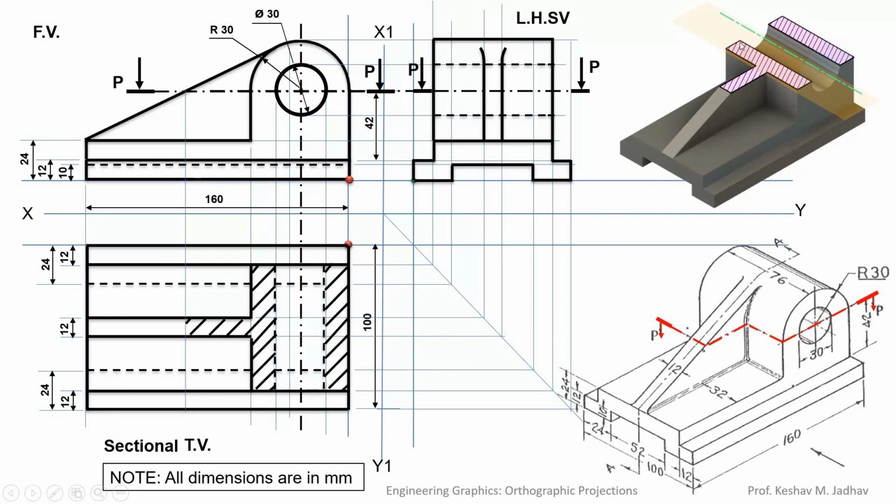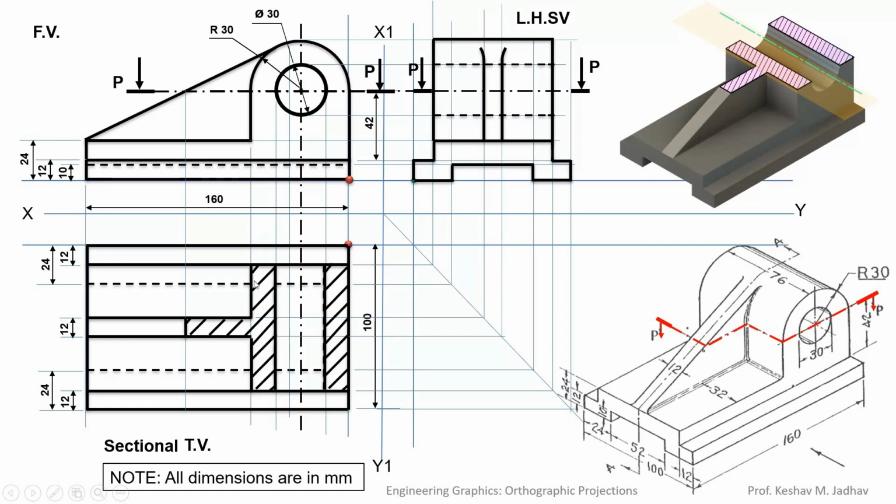So this edge will be visible now. Previously, because of the hidden hole, we have shown a dashed line for the inner circular hole. But now we have cut this object. So this inner circular hole is also visible. So these dashed lines will be converted into continuous thick lines like this. And here also we have to draw the continuous line. So all outer sides of the hatching lines will be continuous thick lines.